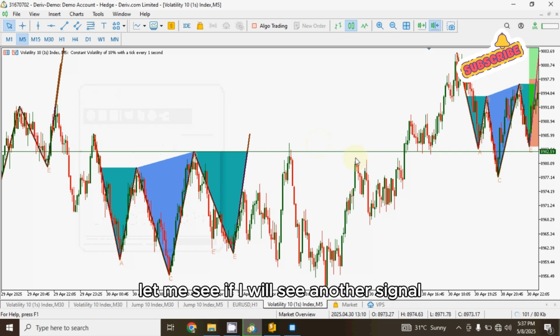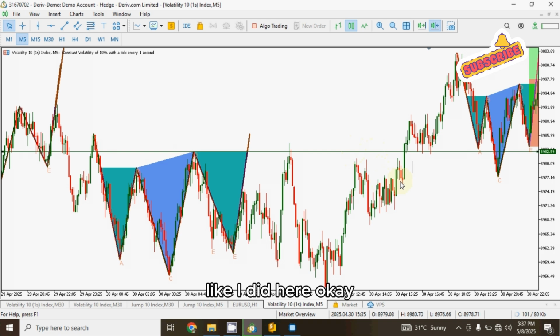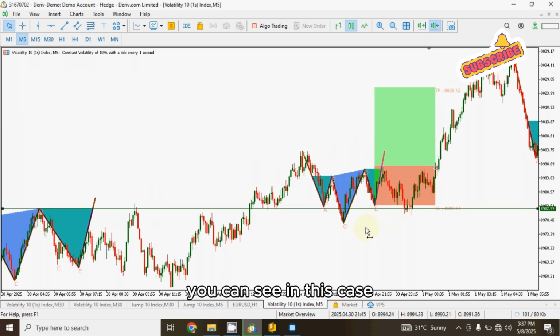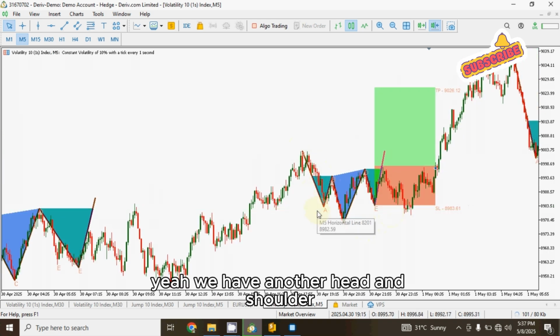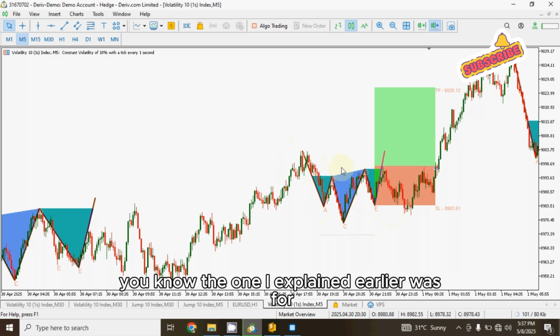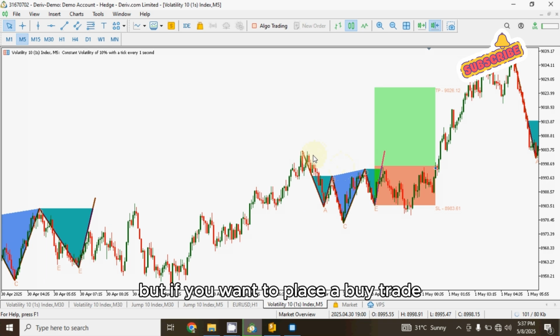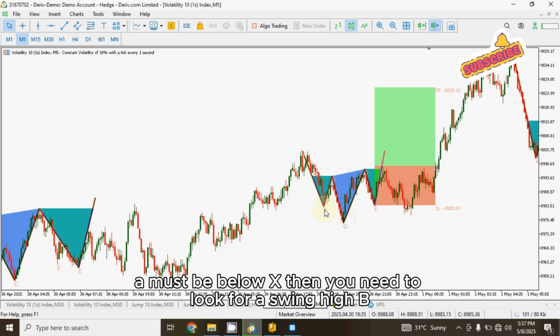Let me see if I will see another signal so that I will explain again like I did here. Okay, you can see in this case here we have another head and shoulder. The one I explained earlier was for if you want to place a sell trade, but if you want to place a buy trade, you need to look for a swing high, label it as X. Then from there, look for a swing low, label it as A. A must be below X.